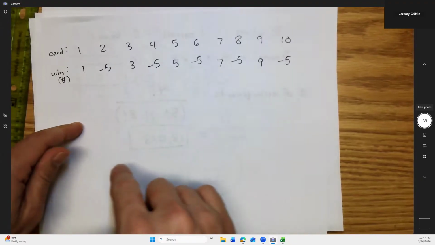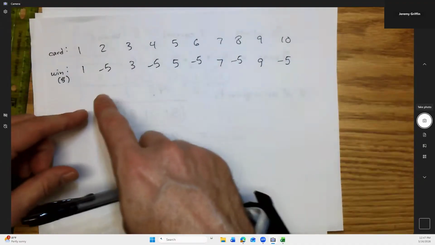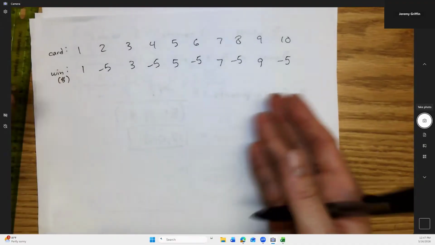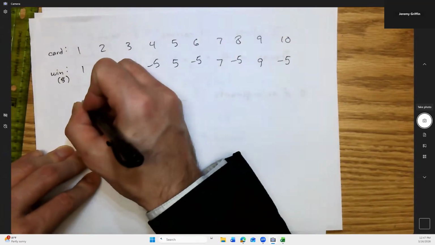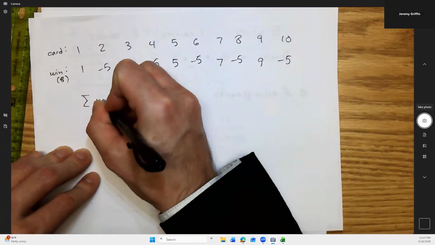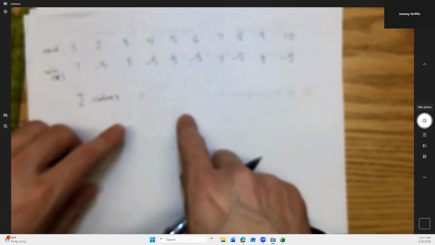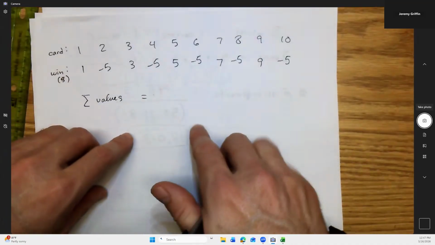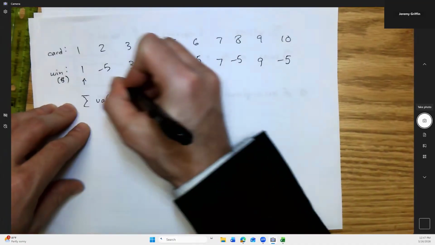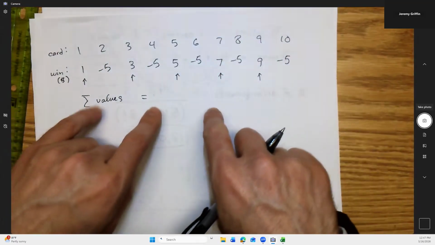Now, if you played the game 10 times, because there are 10 cards, you don't know which one you're going to draw. But what's the sum of the values? I'll do it that way. You could add all these numbers up. Remember, positives and negatives would subtract from each other. But I can also look at it this way. I'm going to point out all the winnings, and the ones I didn't point to would be losing.